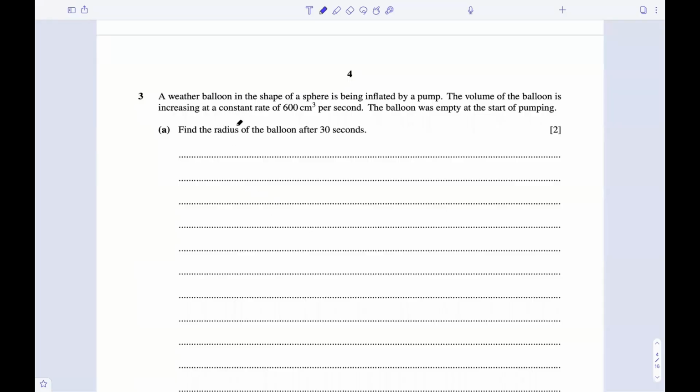In question 3, we have a weather balloon, the shape of a sphere, which is being inflated. The volume of the balloon is increasing at a constant rate of 600 centimeter cube per second. So we know that the rate of change of volume is 600 centimeter cube per second. We have to find the radius of the balloon after 30 seconds. So the volume after 30 seconds would be 600 times 30, as it is increasing at 600 centimeter cube per second. So 600 times 30 would become 18,000 cm cube.